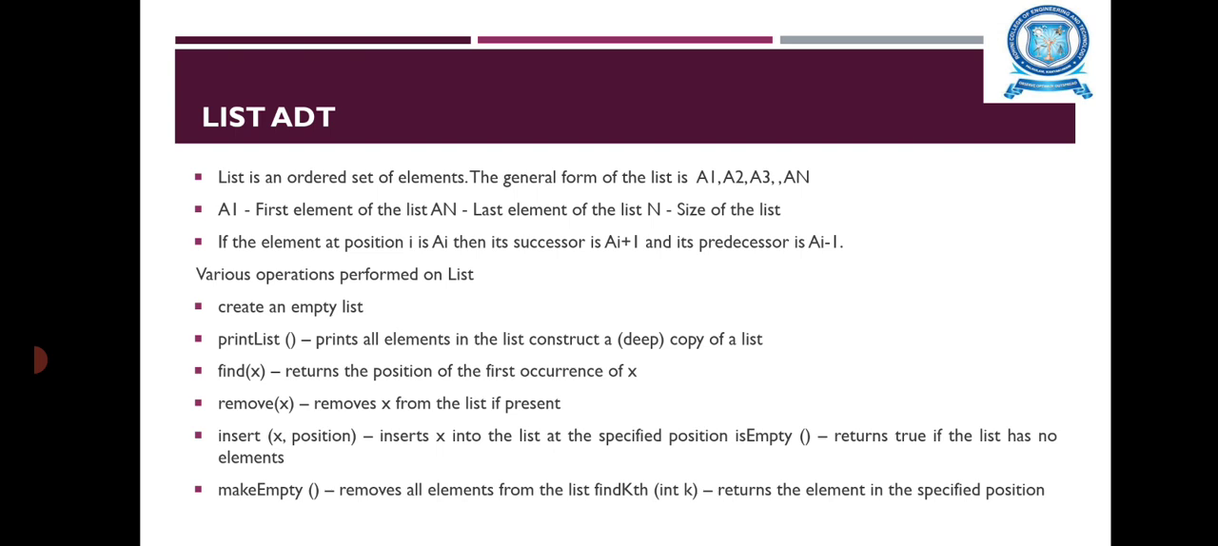Is empty returns true if the list has no elements. Then next one is make empty. This method is used to remove all the elements from the list. Then find kth of S, that returns the element in the specified position.